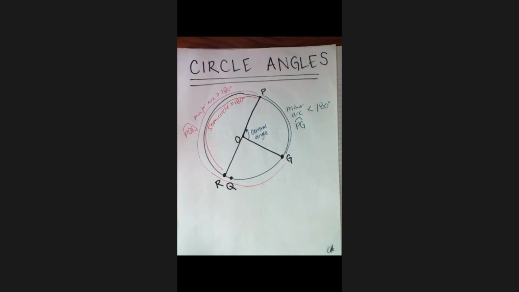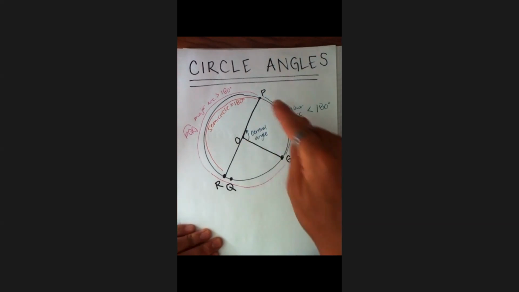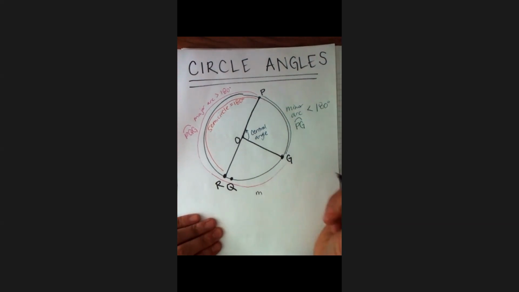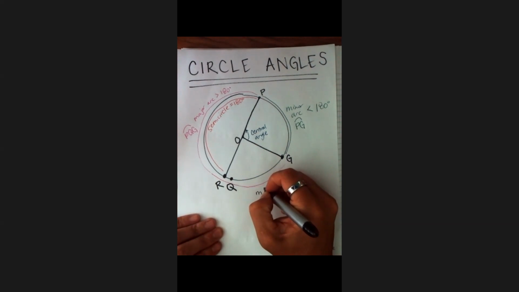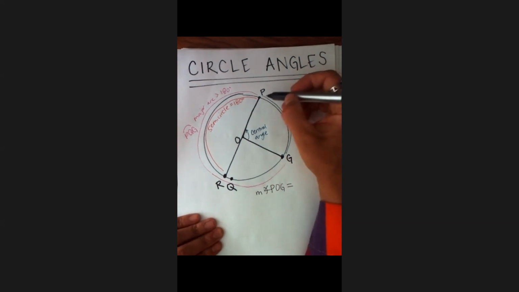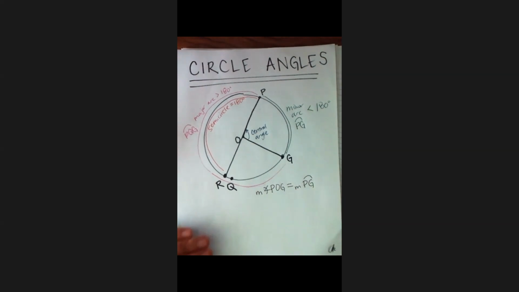There are some other pretty cool things happening here. The measure of the central angle is exactly the same as the arc it subtends. So the measure of angle POG is exactly the same as the arc that it sweeps out, the measure of arc PG. That's pretty neat.